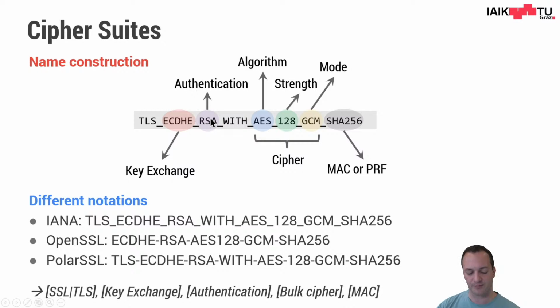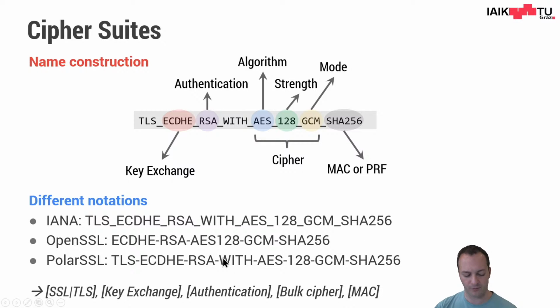Then followed by that the algorithm for authentication, the block cipher or the cipher to encrypt our data with, so not the header but the actual TLS payload, and the algorithm to calculate the message authentication code. So for example here, SHA-256. And if you ever look for that, there are different notation forms. The most prevalent one is the IANA form, where all these arguments are separated by underscores in big letters. It will read like this.